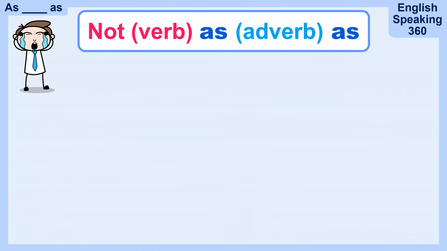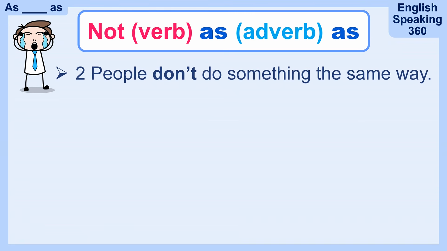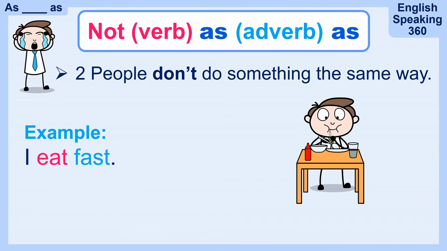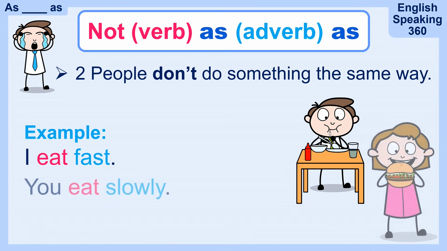Let's try with the negative structure now, much more complex. We use this structure when we want to say that two people don't do something the same way. So we're also talking about an action, but that is not done in the same manner. For example, I eat fast, but you eat slowly. So the action is the same, the action of eating something, but I do it fast and you do it slowly. Can you make the sentence? It's a lot harder, isn't it? Here's how we do it.